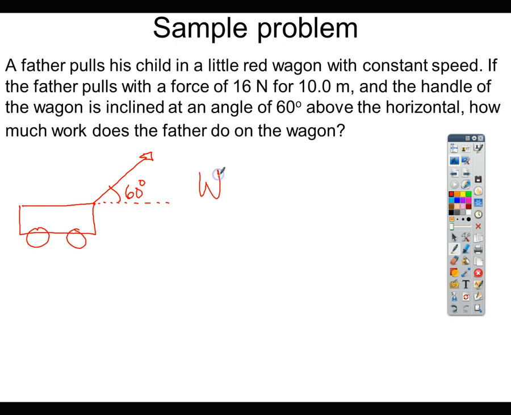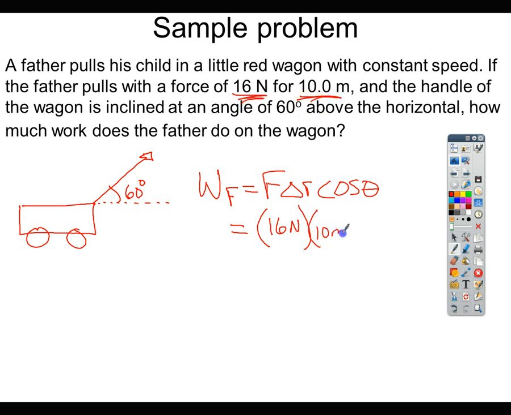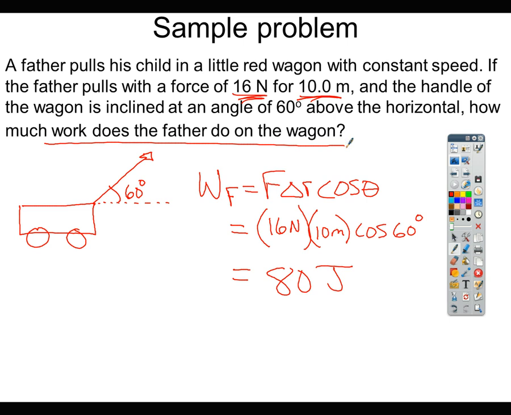We're going to say that the work that the father does is equal to F times the displacement times the cosine of the angle. So here's where the angle really can kind of work in your favor. This is equal to, we know the force is 16 newtons. That's what they told us up here. We know that the change in distance is 10 meters, so we'll put that 10 meters in, and then we've got to take that times the cosine of 60 degrees. If you do your math, you should end up with 80 joules, and that's how much work the father does on the wagon. The wagon then, of course, would do negative 80 joules of work on the father.